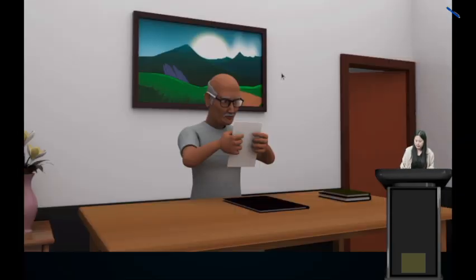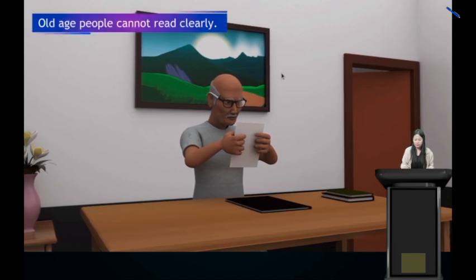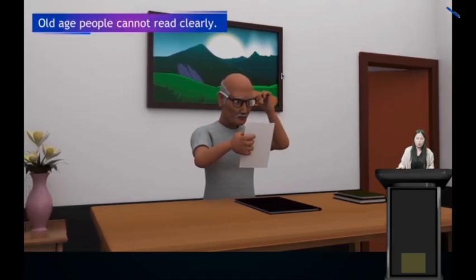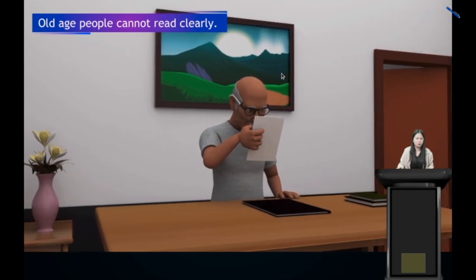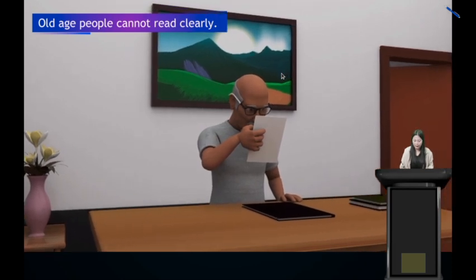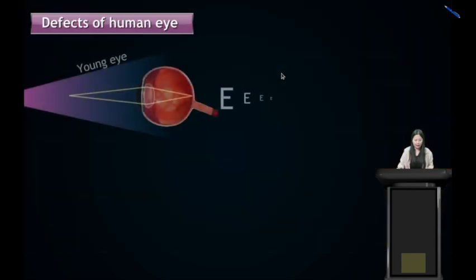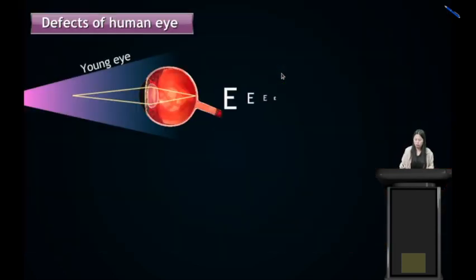Alright, let us see. Here we see an old man trying to read something from the book. Now old age people cannot read properly. Do you know why? Let us find out. So there is another defect of the human eye.